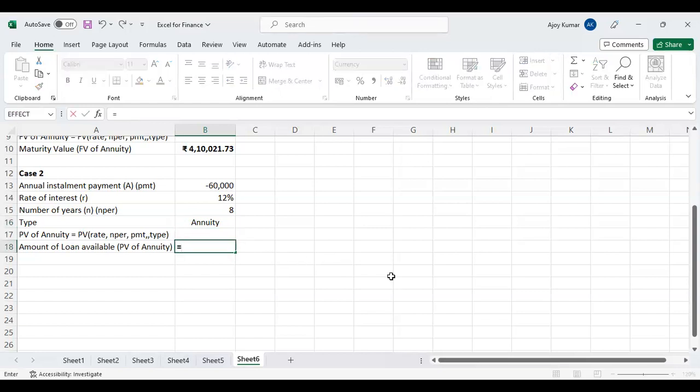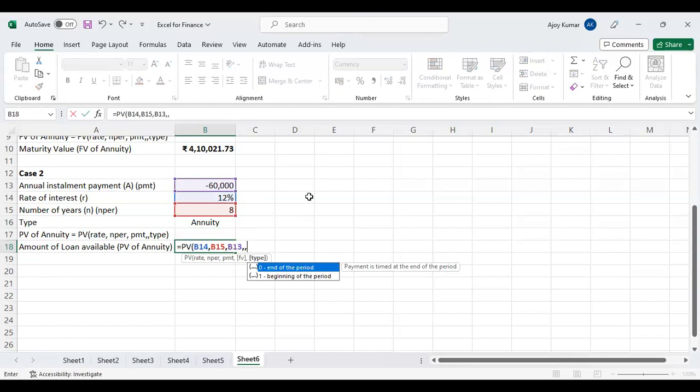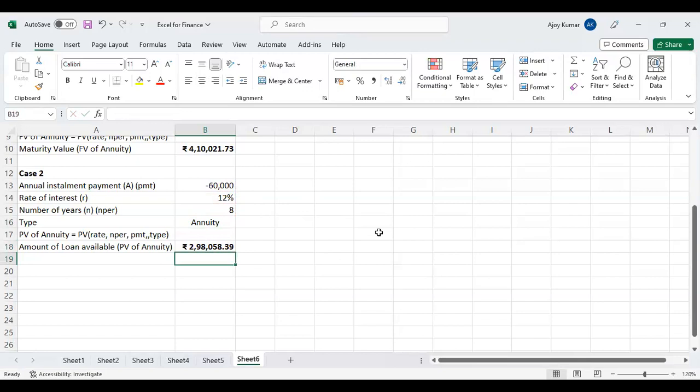Equal to PV, bracket open, rate 12%, comma, number of periods 8, comma, PMT minus 60,000. We skip this future value and type here. Since it is an annuity, the cash flow starts at the end of 1 year, so I should put 0, bracket close, enter. So if I want to repay in 8 equal annual installments of rupees 60,000 a loan which charges 12% interest, the maximum amount of loan I can avail today is 2,98,058.39.